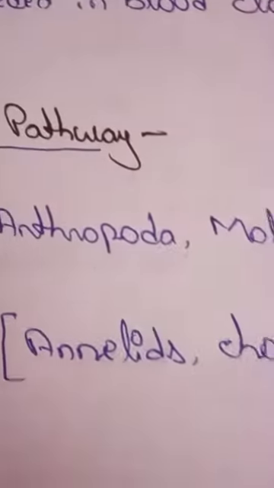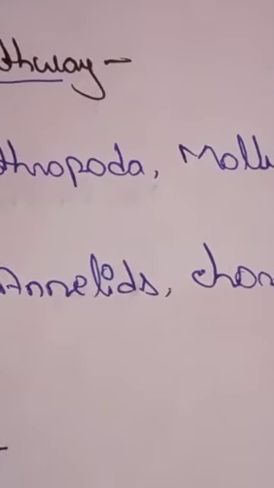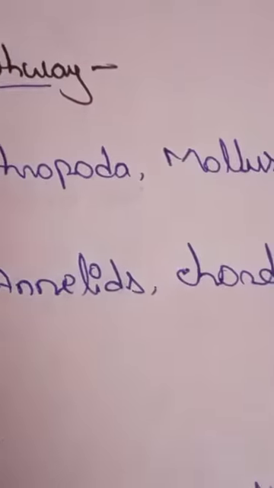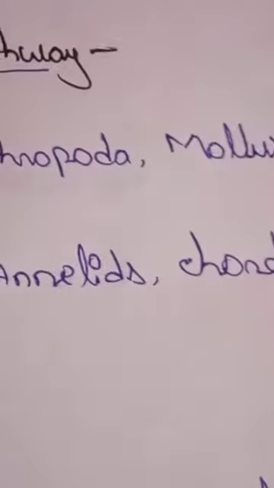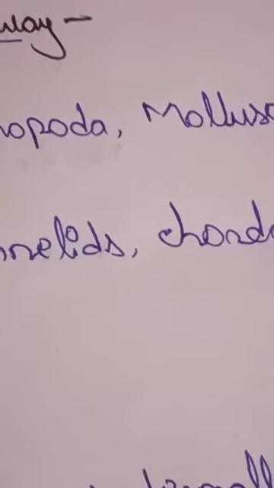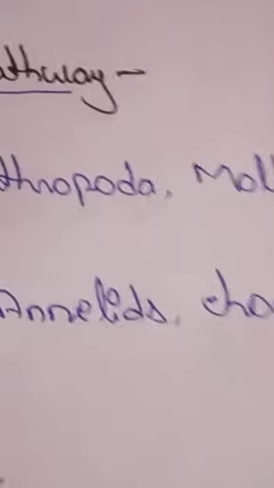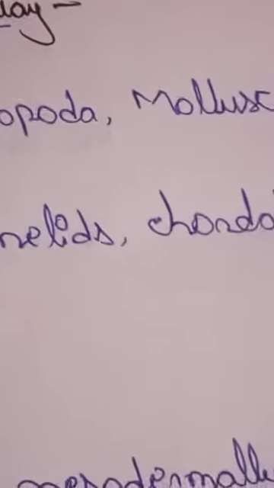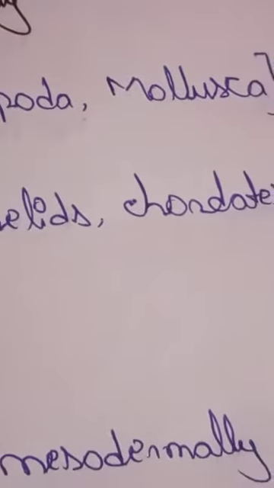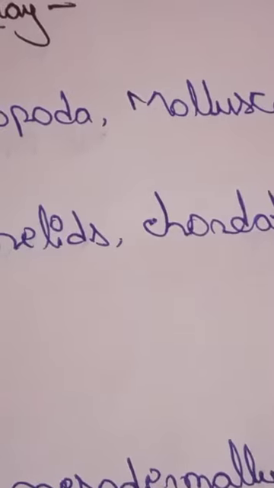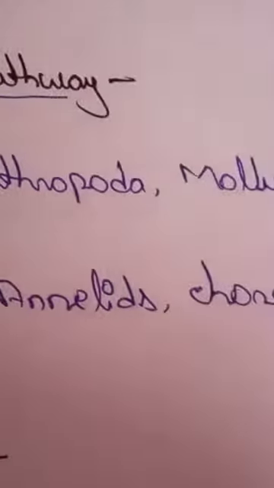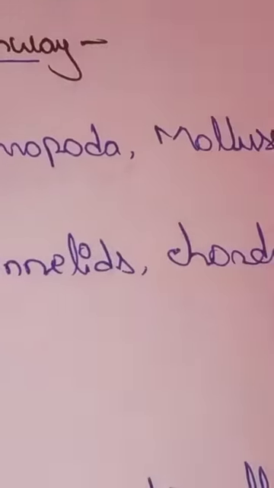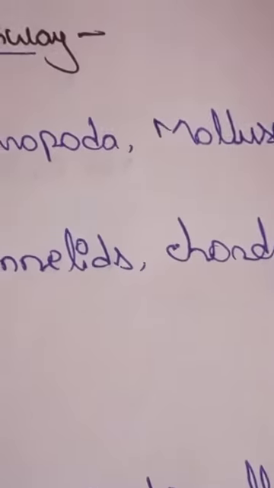The circulatory system is of the open type in arthropods and mollusks, meaning arthropods and mollusks have an open circulatory path. Annelids and chordates have the closed type. Chordates means we humans. We humans have a closed circulatory system.